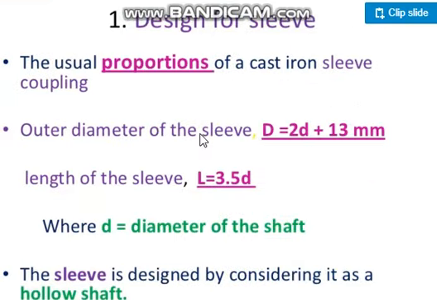When we are designing the sleeve, the usual proportions of the cast iron sleeve coupling are as follows. This is an empirical relation, you take it like this. The outside diameter of the sleeve is 2 times the diameter plus 13 mm, and the length of the sleeve is 3.5 times the diameter. These two are the empirical relations, where small d is the diameter of the shaft. The sleeve is designed by considering it as a hollow shaft.